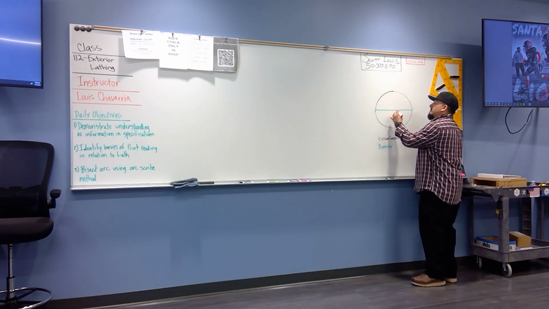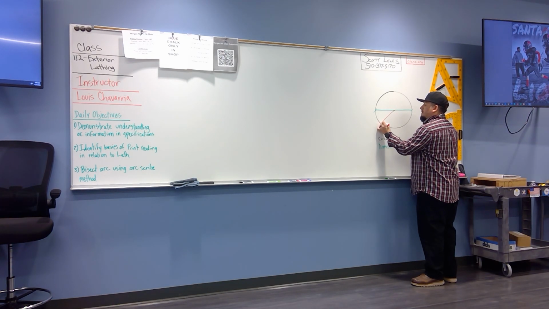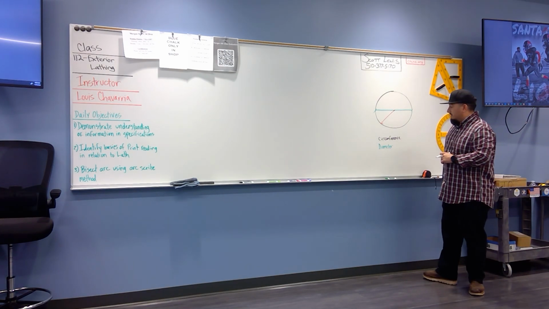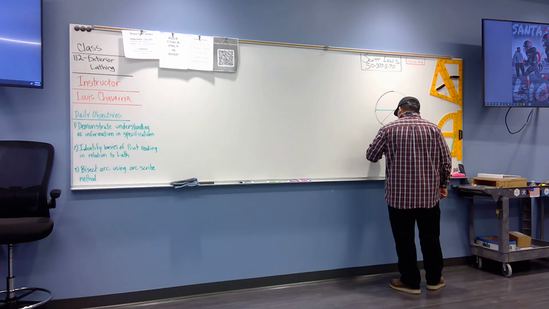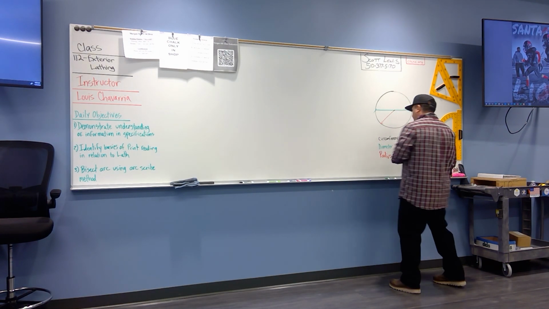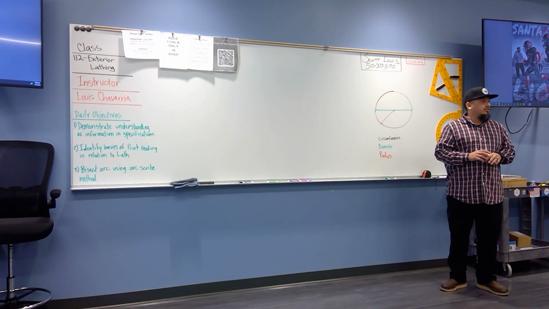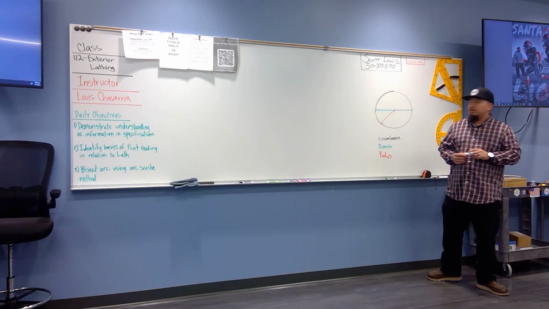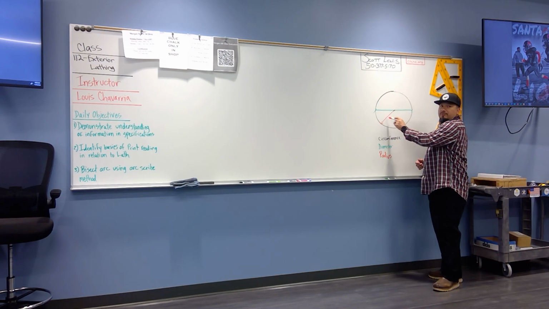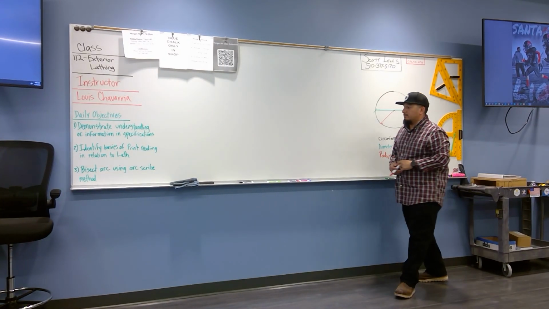Then we have, what is this? Radius, correct. The radius of the circle is measured from the exact center of a circle. It's the middle of the circle. It means from this point here, I can touch any part of the circumference and it's going to be the exact same measurement all the way around it, right? It's not going to change.